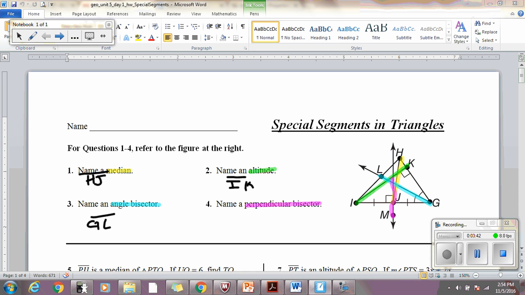This line here. Sorry, my highlighting's not straight. Now it is. But MJ. Straight up and down forming a 90-degree angle, and it's going through midpoint J. So we would say MJ. Like Michael Jordan.